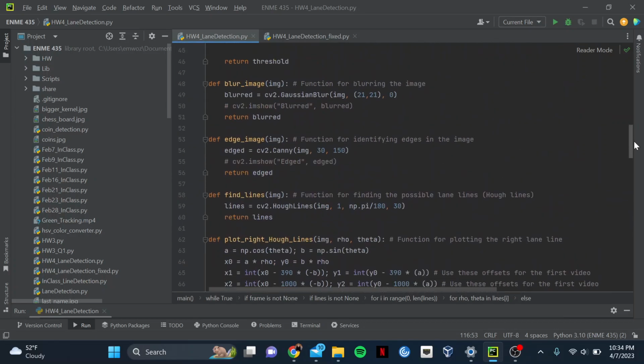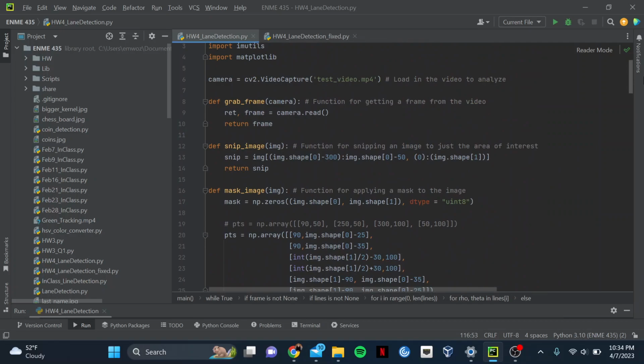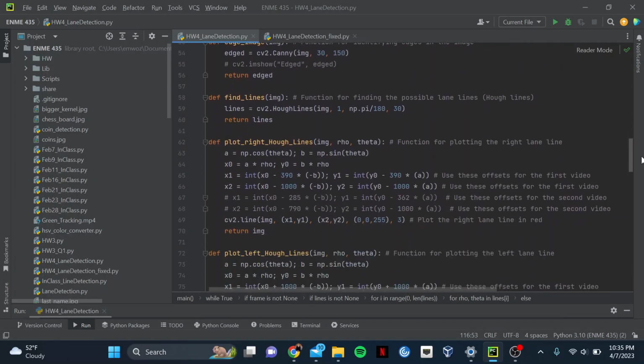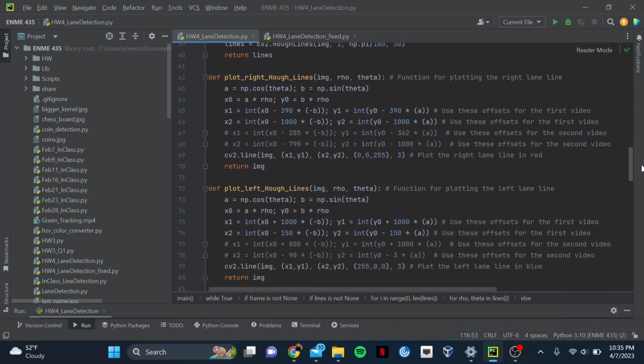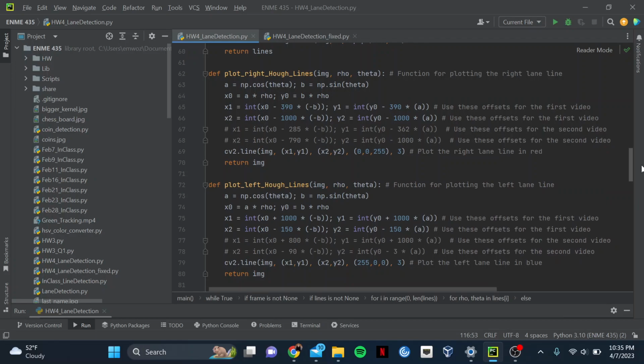In terms of plotting, to get two different colors, I had to create two different functions, plot right Hough lines and plot left Hough lines. Structurally, these functions are exactly the same as the module that we did in class. The only difference is that plot right Hough lines will plot the right lane in the color red, and plot left Hough lines will plot the left lane in the color blue.